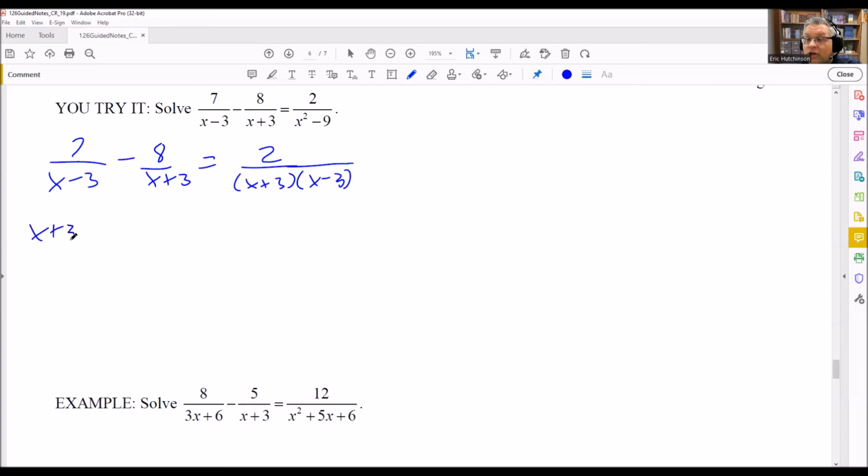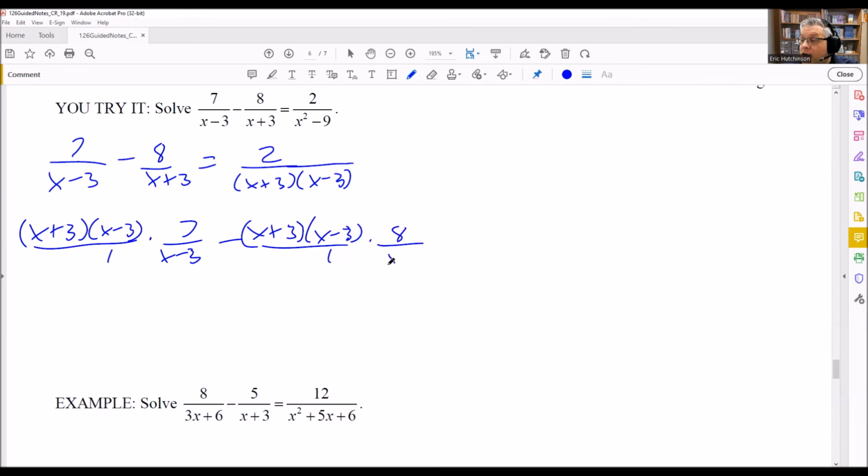We're going to put this in front of all the fractions. So x plus 3, x minus 3, all over 1. We'll multiply that times the first fraction. Then we have minus x plus 3, x minus 3 over 1, 8 over x plus 3. And then we put it over here, x plus 3, x minus 3 over 1 times the right-hand side.